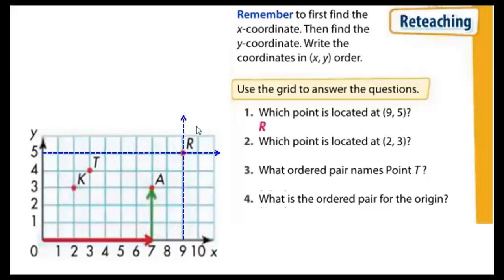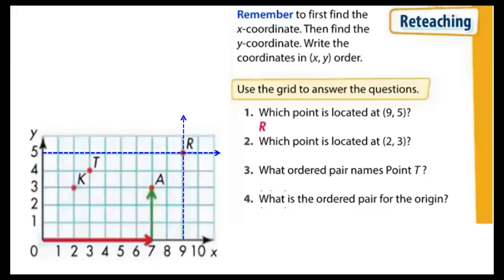So if you are asked about a certain point with a certain ordered pair, you have to move according to the given ordered pair, the number of units in x and the number of units in y. Drop a perpendicular for each of them, and the intersection between the two lines represents the point. The point here is labeled R. So my answer for the first one will be point R.